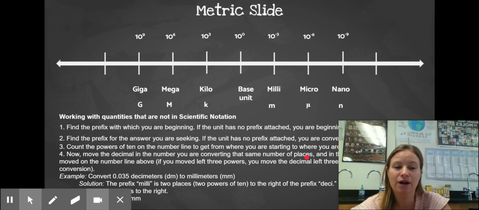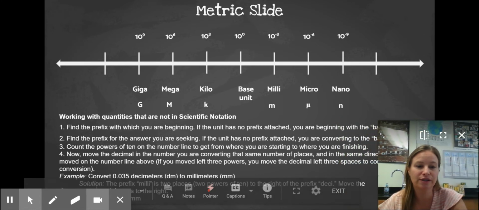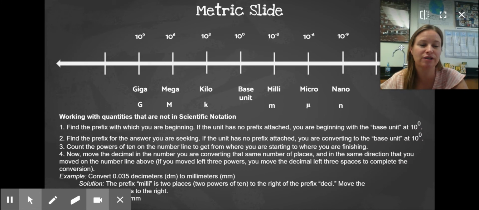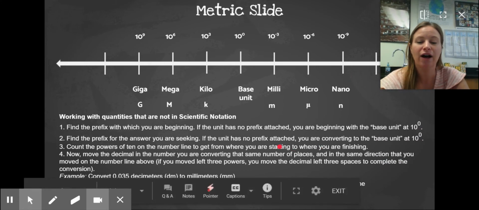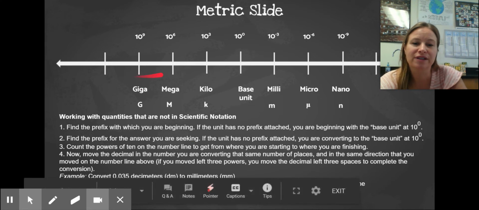Okay, so this is called the metric slide, and this is just another way to do these conversion problems that might be easier for some of you. It might be just confusing for others. So if it helps you, use it. If it doesn't, you can ignore it and use the last way. That's fine. Okay. So to use this metric slide, you have to have this little setup here.